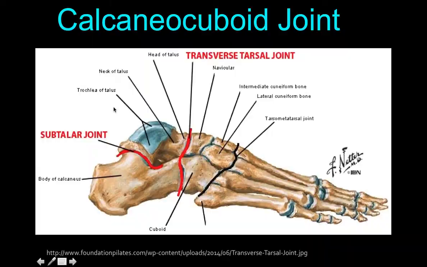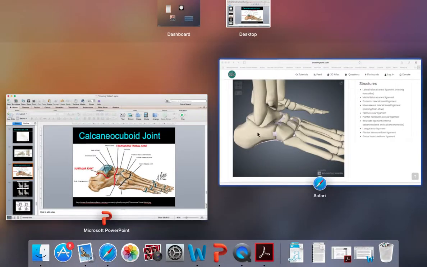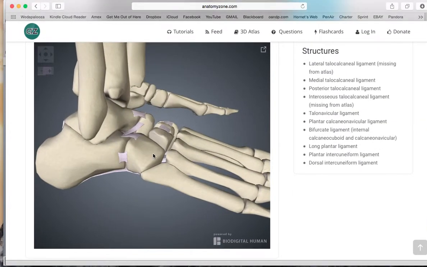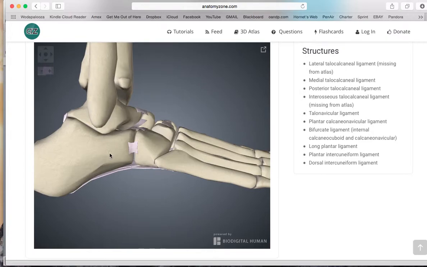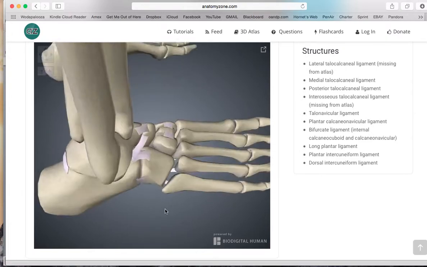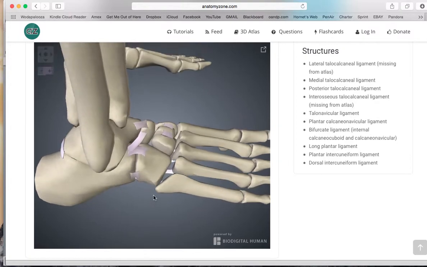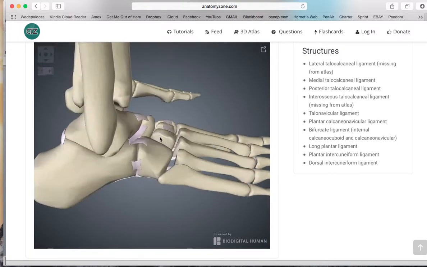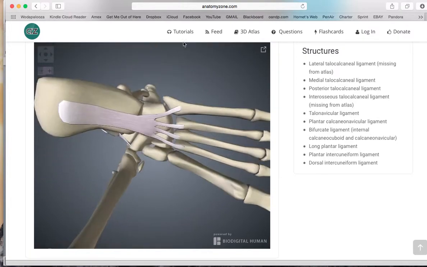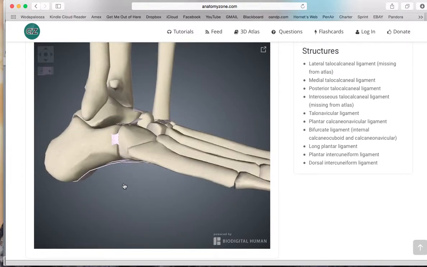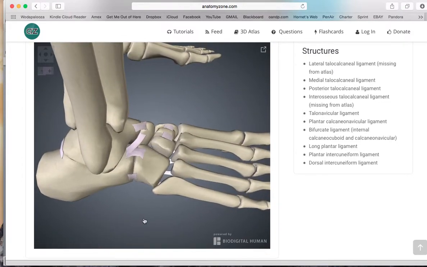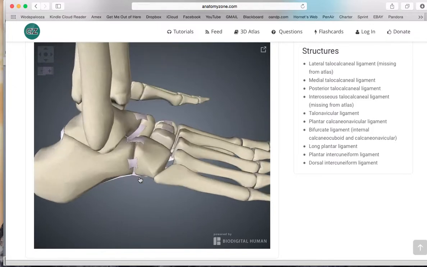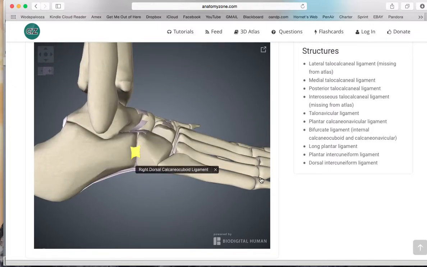Let's look at those real quick, actually, before we move on. Alright, so again, here's our calcaneocuboid joint. It's a little difficult to see here, but they do interlock with each other quite well, and then these ligaments help support. So again, we have the bifurcate ligament that helps, and then laterally we're going to have this dorsal calcaneocuboid.